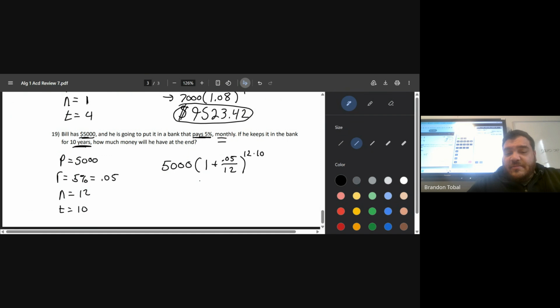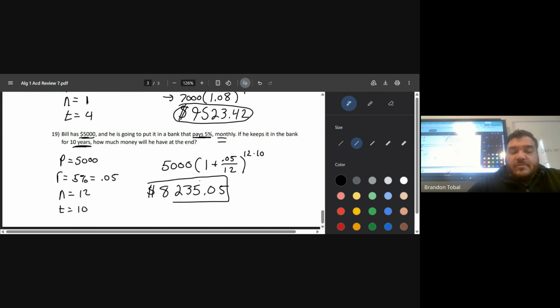Anyway, the final answer is 8235.05. Why did we go 2 decimal points for this question? It's money, and you go to pennies when you talk about money. So that would be the final answer for that.